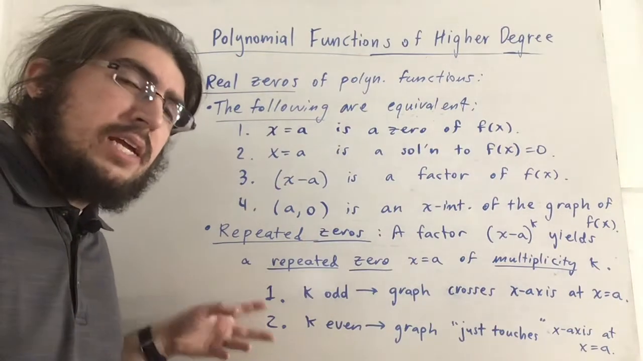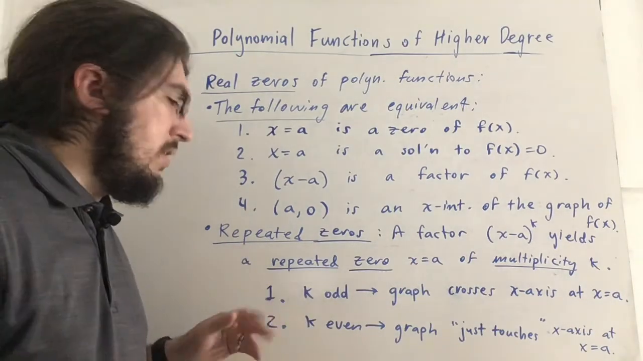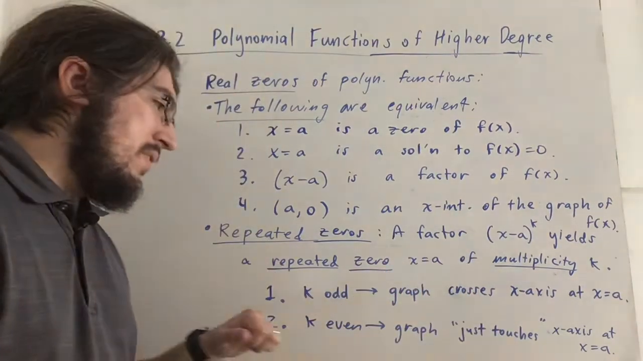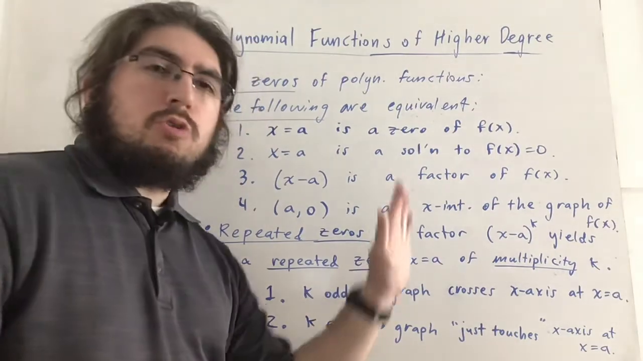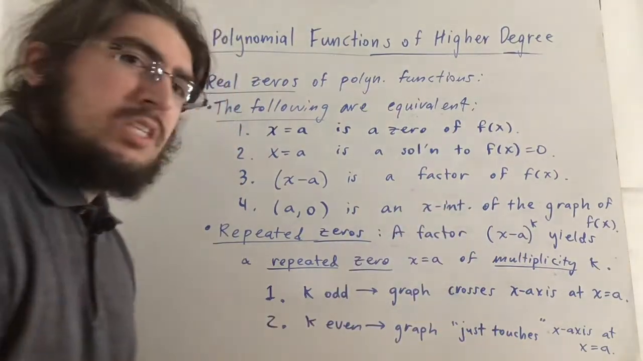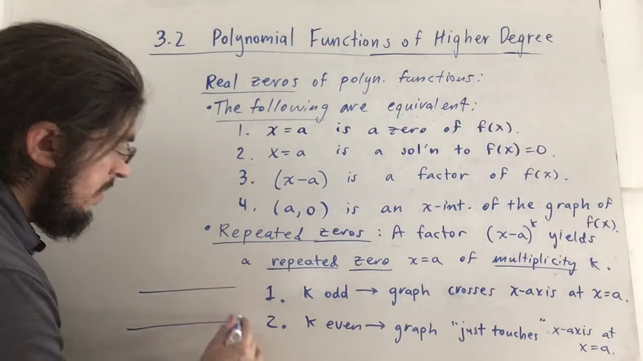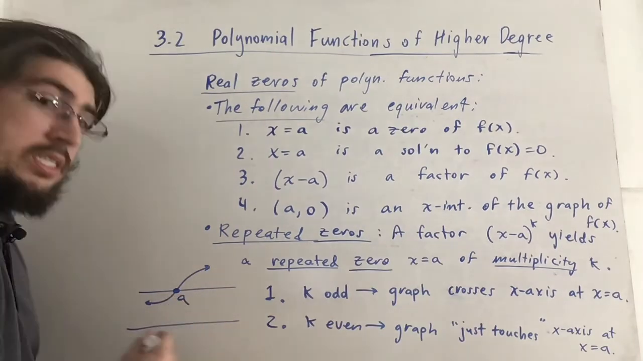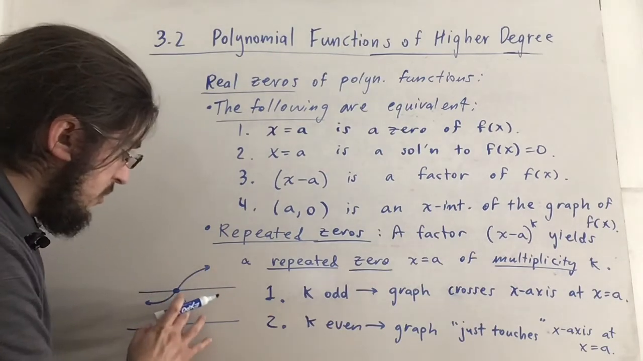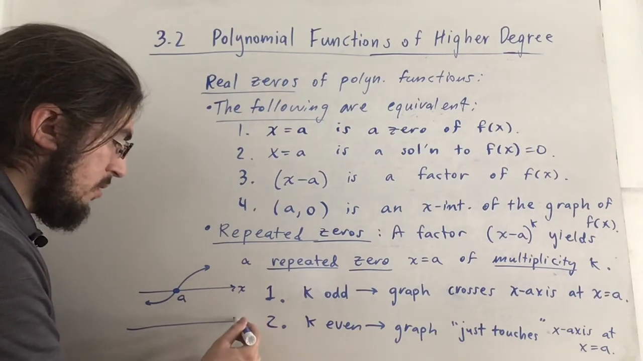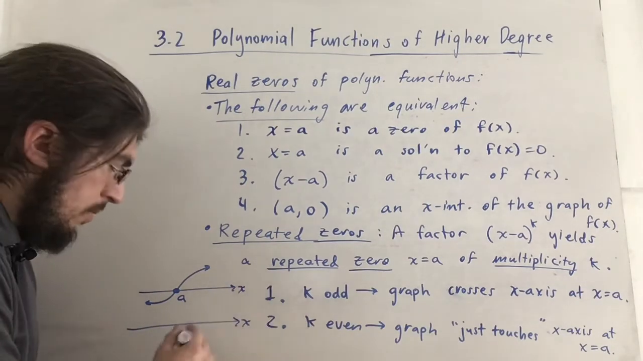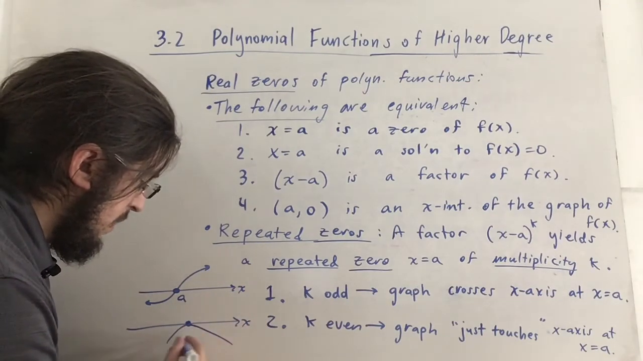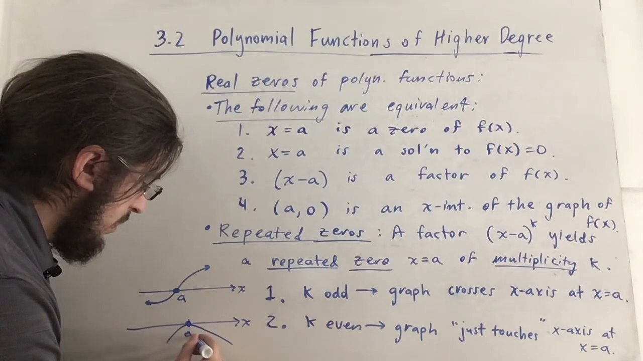And two things I have to say here, what I've already kind of mentioned, but at least here it's written down for us. If k is odd, then the graph crosses the x-axis at x equals a. But if k is even, then it doesn't just cross it, it actually only just touches it. So just to explain what that looks like, for the first one, it'll look something like this at x equals a. It actually crosses through at x equals a, where this is the x-axis, of course. As opposed to the second one, where the multiplicity is even, here it just touches at x equals a. Just like that.